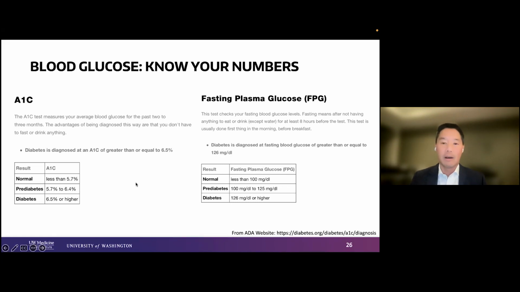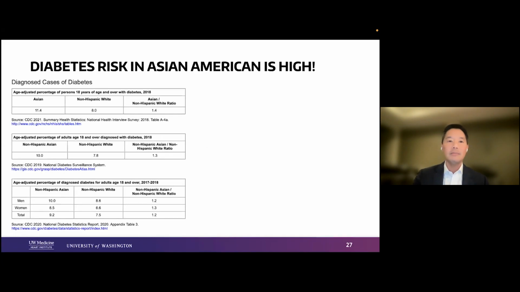The other way that we can also assess blood glucose and potentially diabetes is if you have a fasting blood test, like you might get for a cholesterol screening, and if your fasting glucose level is above 126, then you are in the diabetes range.